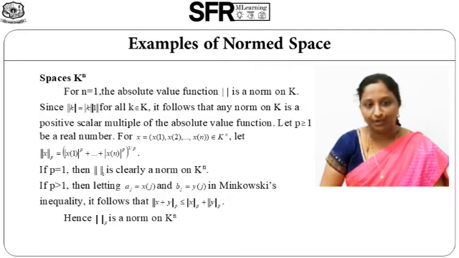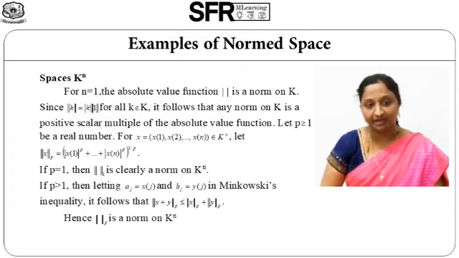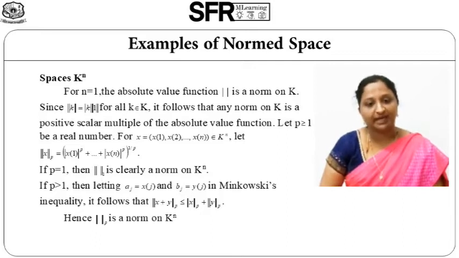Let p greater than or equal to 1 be a real number. For x equal to x of 1, x of 2 and so on x of n belongs to K power n, let norm x p be defined as modulus of x of 1 to the power of p plus and so on modulus of x of n to the power of p, the whole power 1 by p. If p equal to 1, then norm 1 is clearly a norm on K power n. If p greater than 1, then letting a j equal to x of j and b j equal to y of j, in Minkowski's inequality, it follows that norm of x plus y is less than or equal to norm x p plus norm y p. Hence, norm p is a norm on K power n.